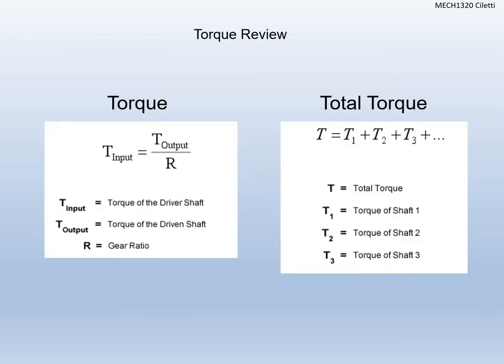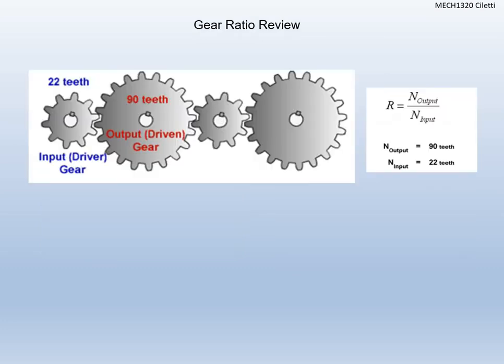So let's review torque just a little bit. If we want to know input torque, we can take our output torque divided by our ratio. Essentially, we're going to use these ratios here to calculate speed and torque based on our given system. If we want to find total torque of all three of those shafts, we'd add torque 1 plus torque 2 plus torque 3 to get our total torque.